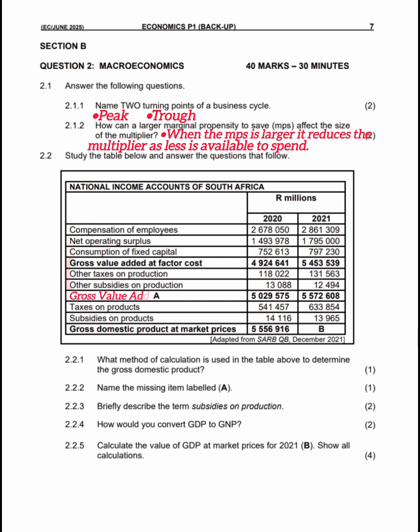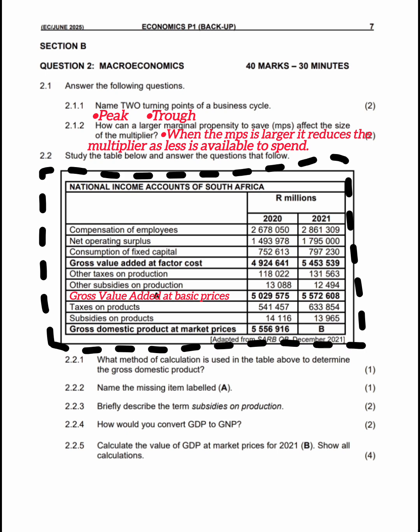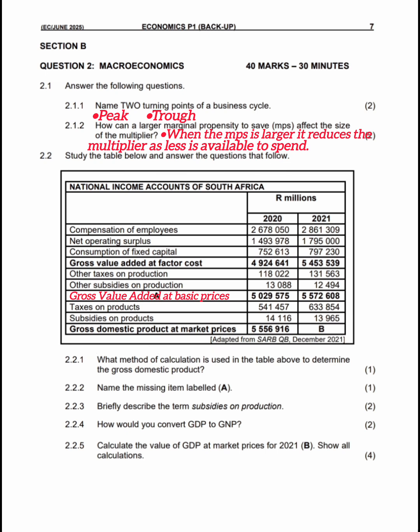So now we know that our A is GVA at basic prices. And then we're going to say plus taxes on products minus subsidies on products, which is equal to gross domestic product at market prices. So since we've read our table, we can see that this is the income method. So they used the income method to calculate the GDP, right? So let's go to our questions.